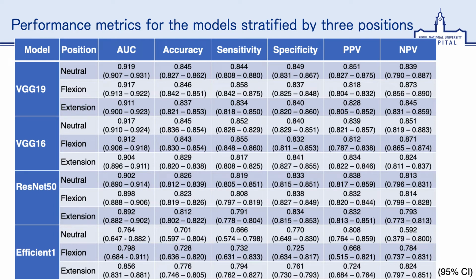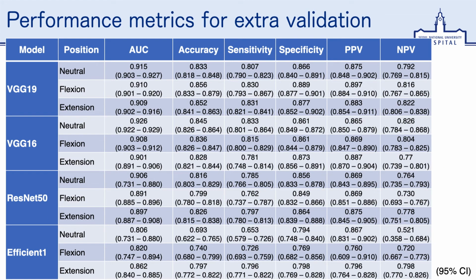This table shows the performance metrics. VGG19 on neutral position showed the best accuracy. Its AUC was 0.92. This is the performance metrics for extra validation. The VGG19 model on neutral position also showed 0.91 on AUC.